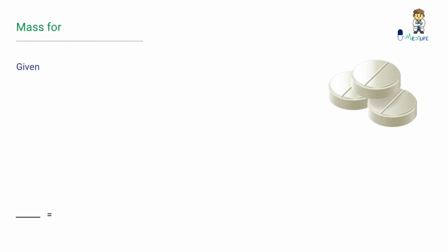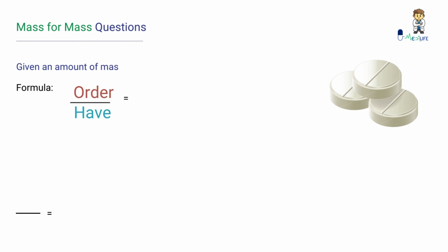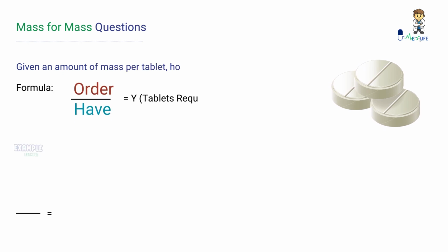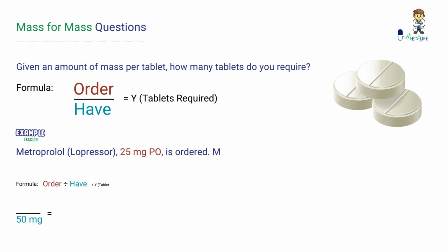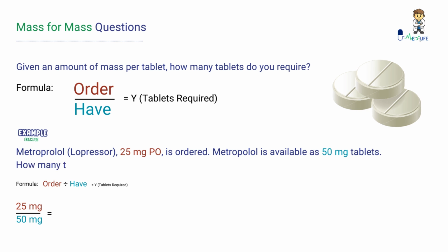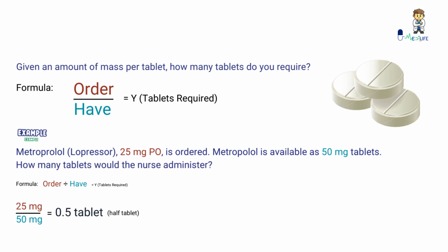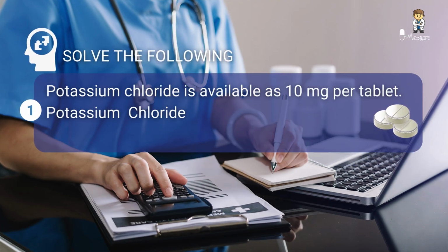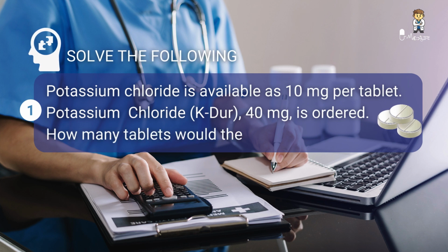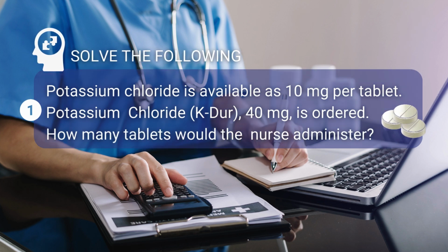Let's tackle mass for mass questions. If we know the mass of each tablet, how do we calculate the number of tablets needed? Use this formula. Divide the ordered amount by the amount you have per tablet. Check out the example provided to see how it's done in practice. Check this example, solve it, and let us know your answer in the comments below. Feel free to pause the video if you need more time.